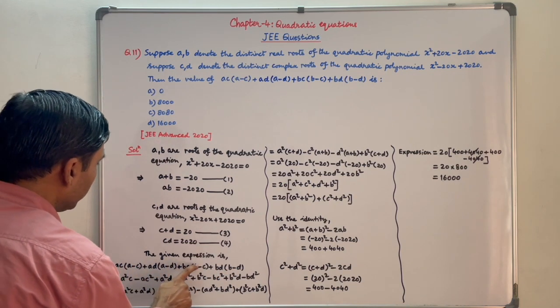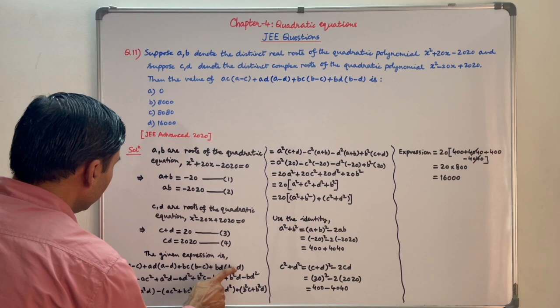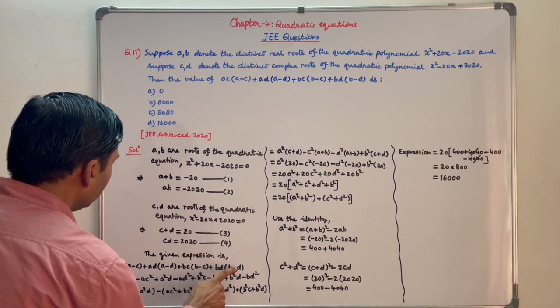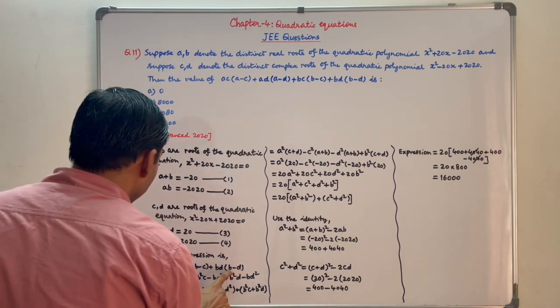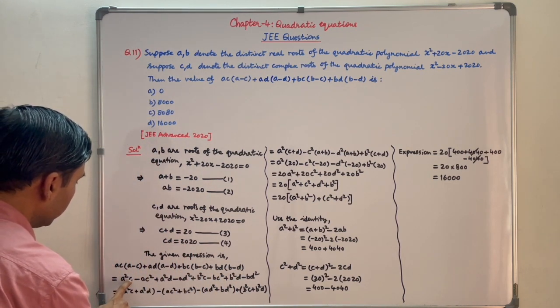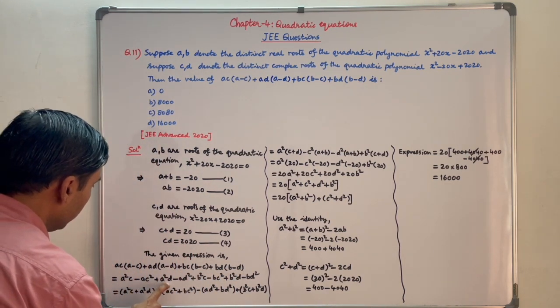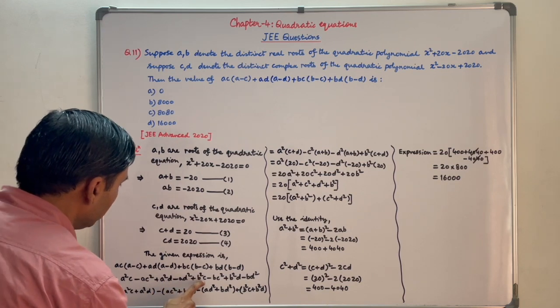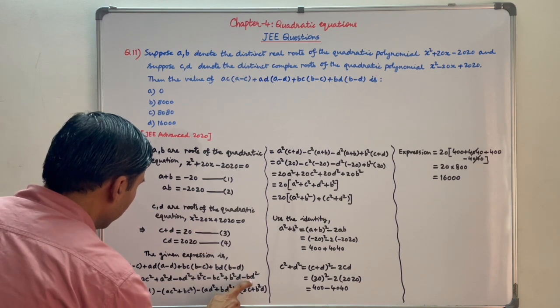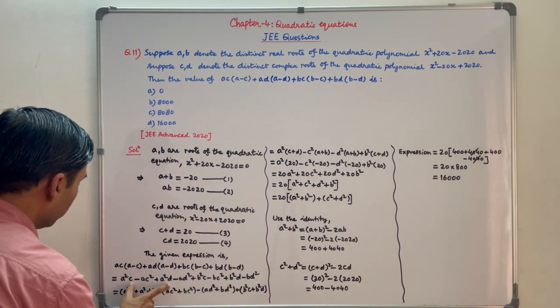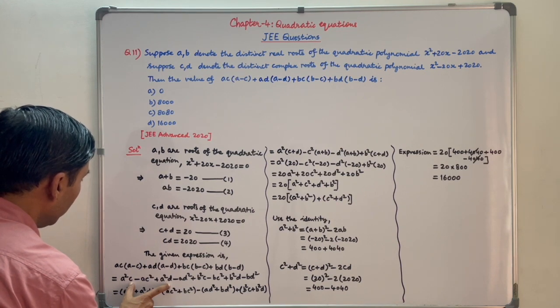First, we will open the brackets, then regroup the terms so that we can utilize these values. So when we open the bracket, this expression will be A square C minus AC square plus A square D minus AD square plus B square C minus BC square plus B square D minus BD square. If we pair up the terms A square C and A square D, we can take A square common so that in bracket it will be C plus D.